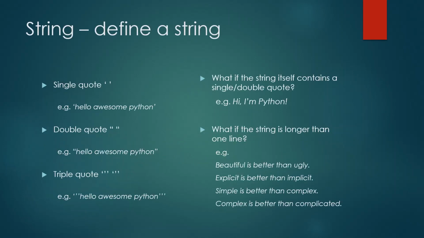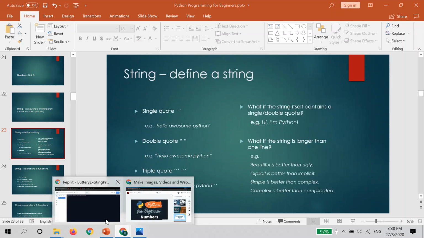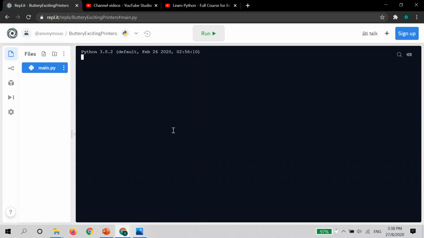In Python, there are three ways to define a string. You can use triple quotes, double quotes, or single quotes. Let's look at it in actual coding. Let's look at single quote first.